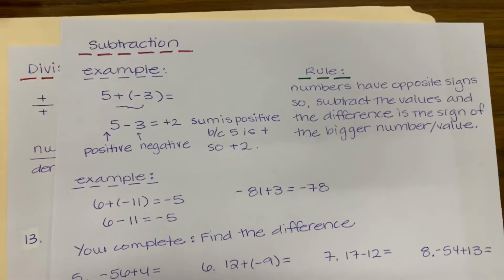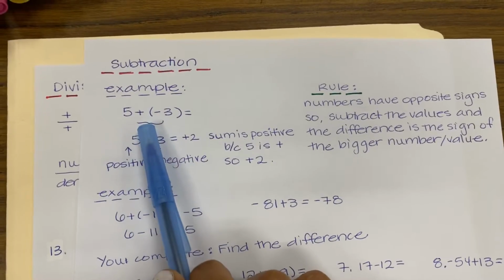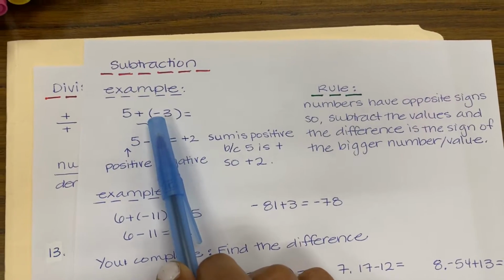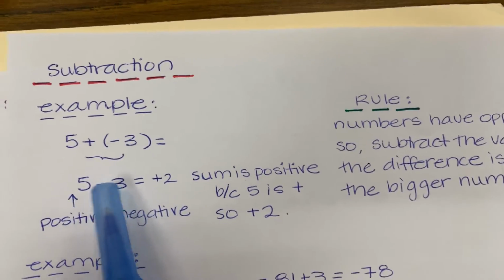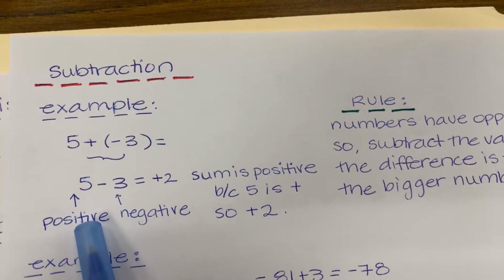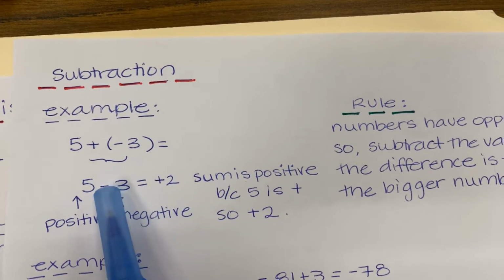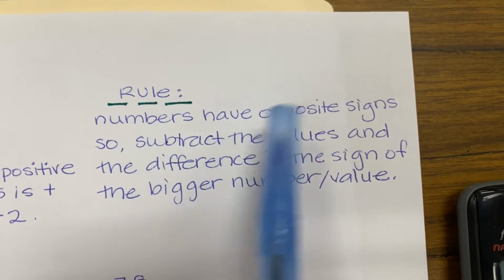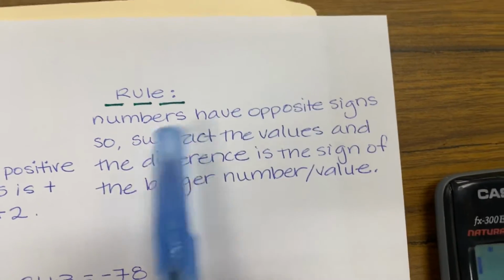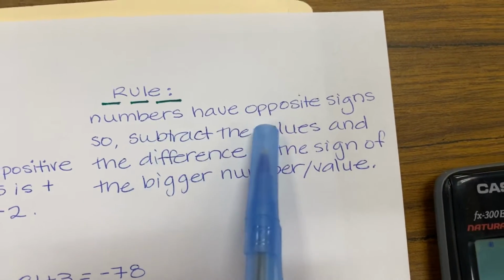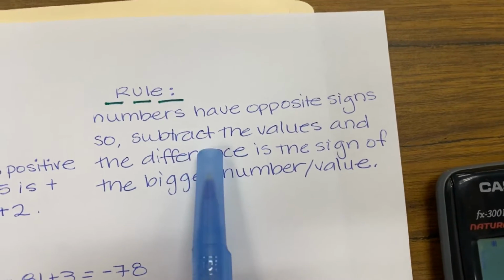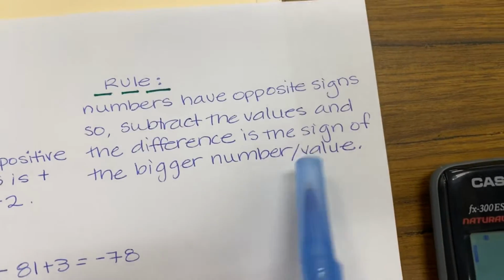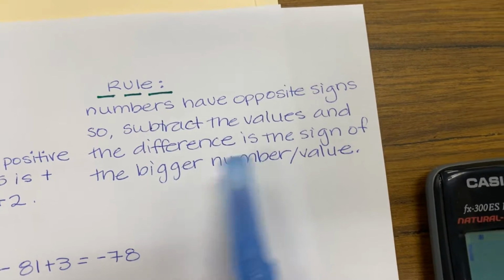Next operation, subtraction. Here your example would be 5 plus the value of negative 3. Again, you have parentheses. Remember, a positive times a negative is a negative. So 5 minus 3. My 5 is positive, my 3 is negative. The rule is if the numbers have opposite signs, meaning one is positive and one is negative, you subtract the values, and the difference, which is your answer, takes the sign of the bigger number or the bigger value.